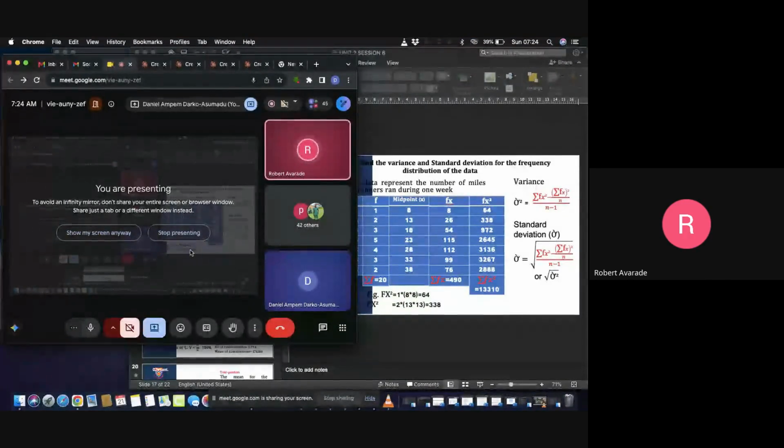So it's 13 squared. Whatever you get, 160 multiplied by 2 is 338. Okay, yes. Sir, do you understand? Thank you.